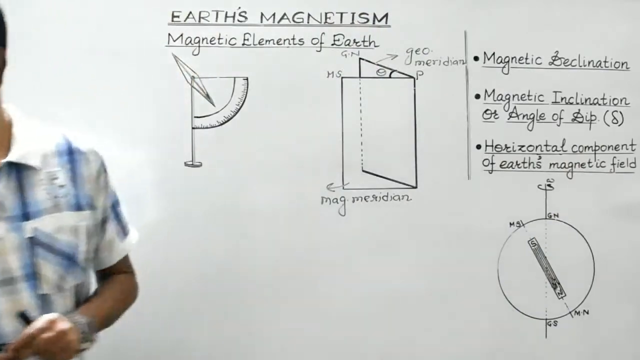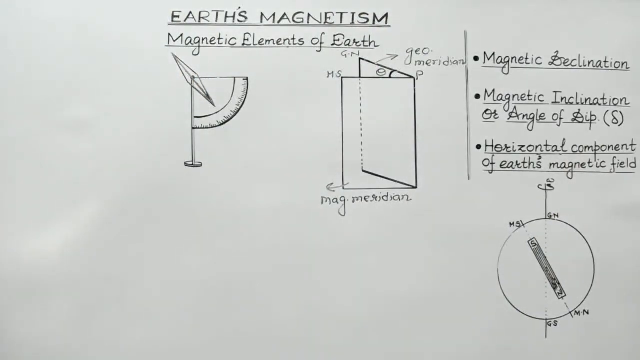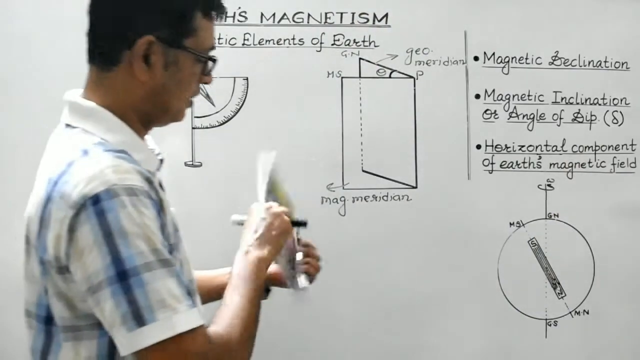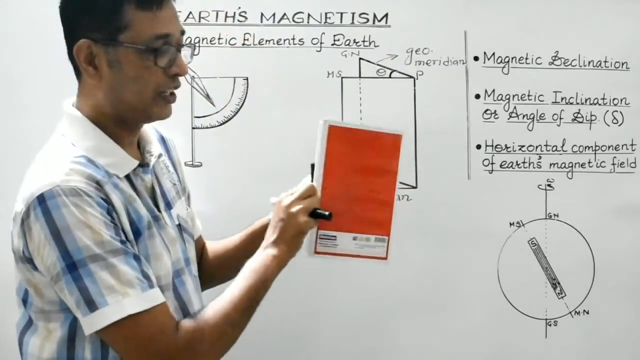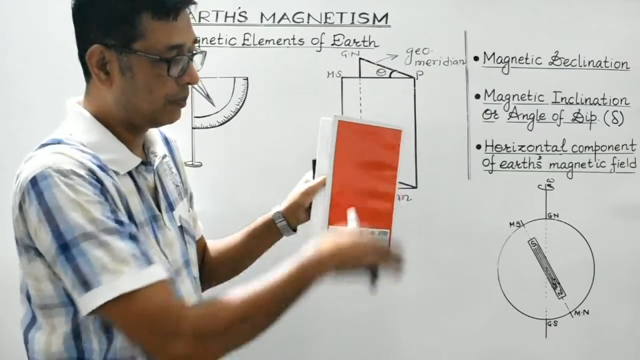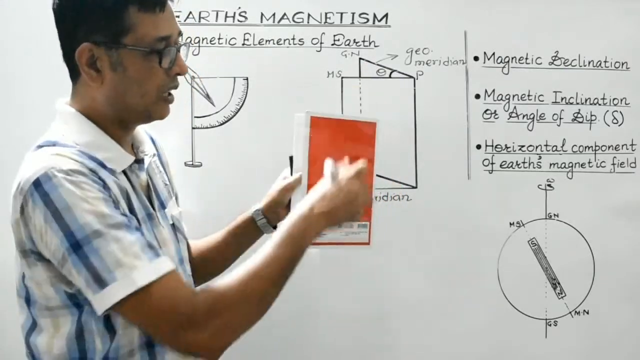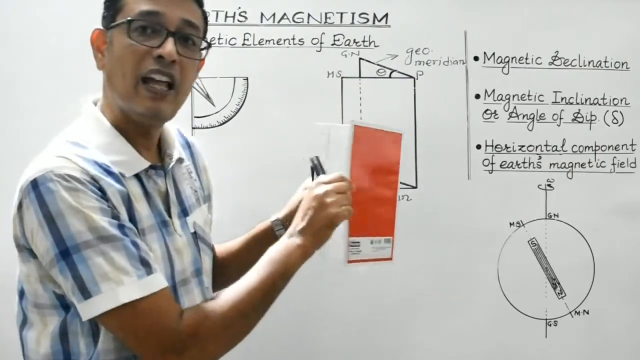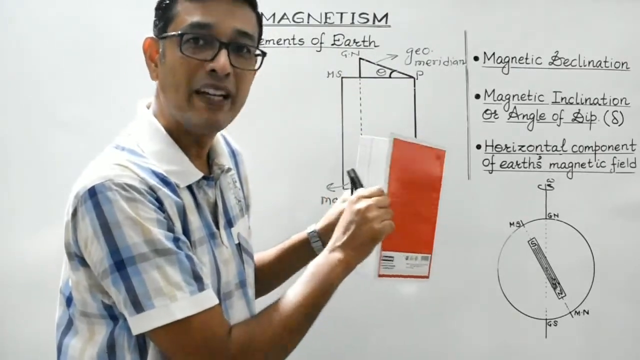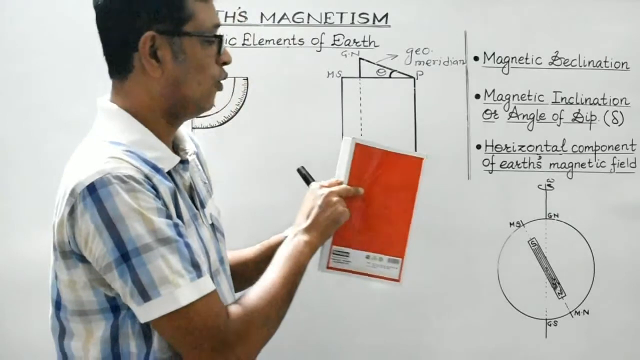So let me make use of this particular aid. This is, students, a vertical plane, this red one. This is a vertical plane, this is a vertical plane. Let us assume it to be passing through the magnetic axis. So this vertical plane will act as magnetic meridian. Clear, students?